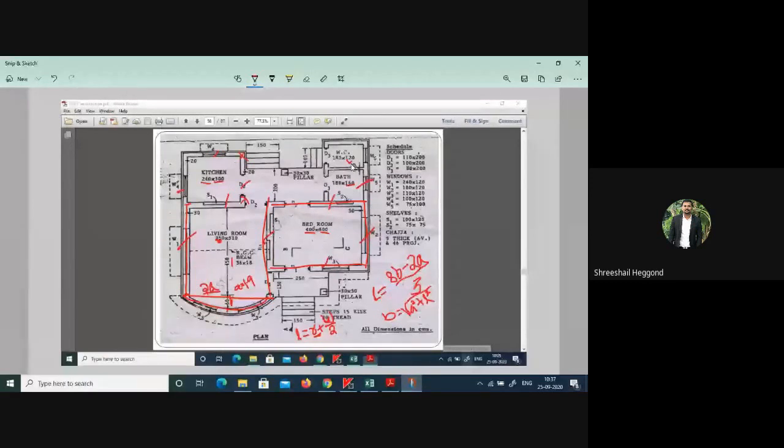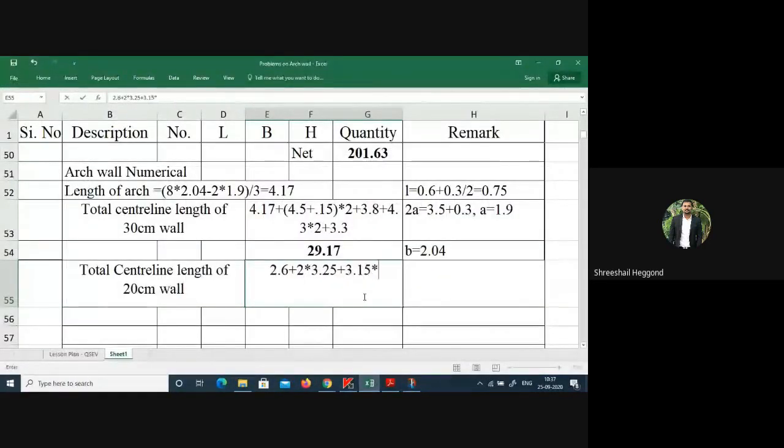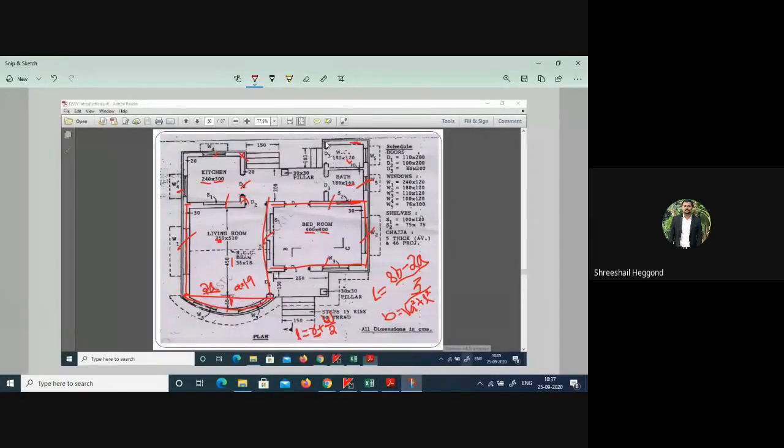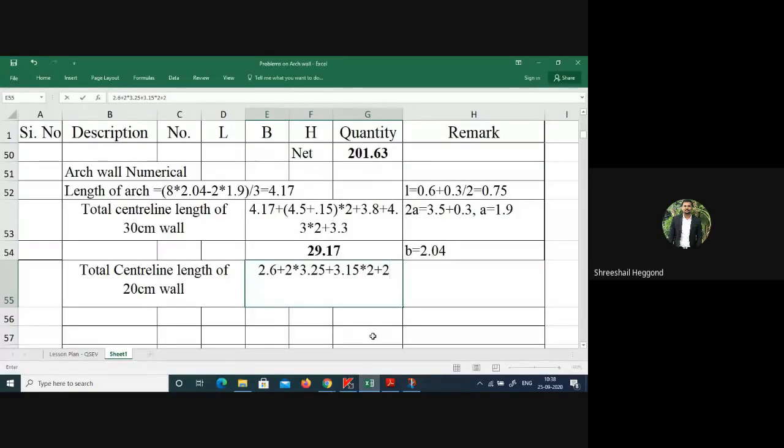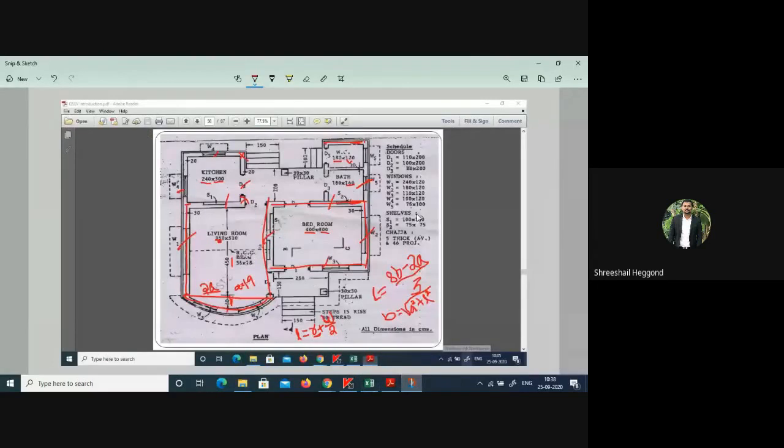Plus this side has a 20 centimeter wall, therefore you have to add 10 centimeter. And here a 30 centimeter wall is there, so you have to add 15 centimeter. That will total 3.15. You can write 3.15 into 2. And this horizontal wall you have to consider, that will be 180 centimeter, that is 1.8 meter. Center to center, if you are considering, that will be 10 centimeter extra on both sides. That will be 2 meter. Is that clear? Any doubt in calculating the 20 centimeter wall dimensions?